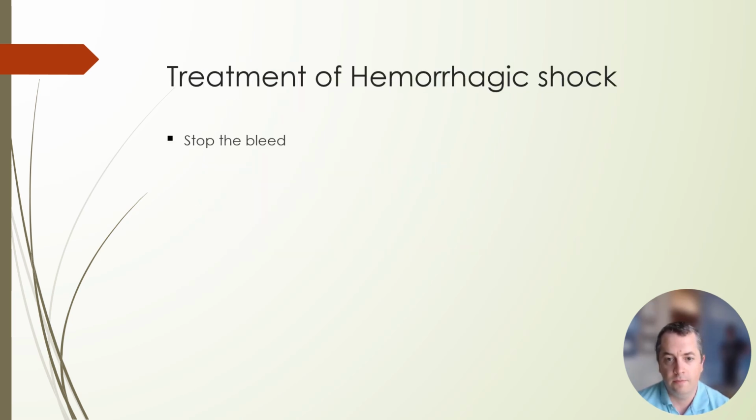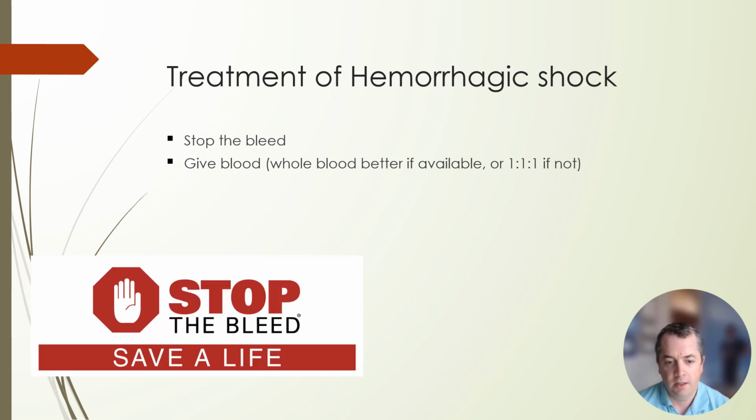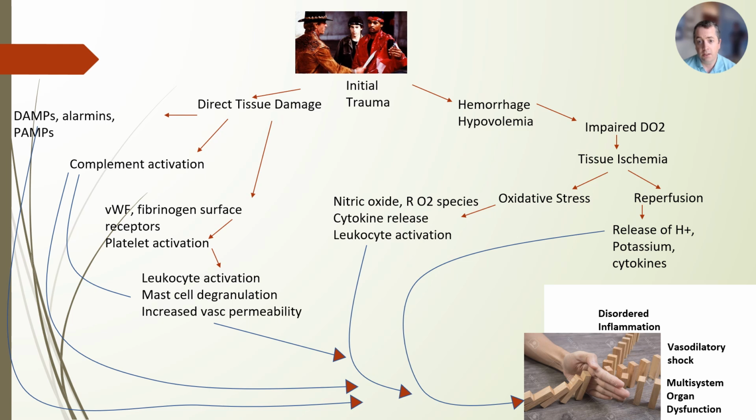Hemorrhagic shock. Stop the bleed, give the blood. As discussed in trauma 1, whole blood is better if it's available, or 1 to 1 to 1 if not. And then you're done. You stop the... You're not done. The initial trauma, direct tissue damage, hemorrhage, and hypovolemia set off a damage inflammatory cascade, which eventually results in disordered inflammation, vasodilatory shock, and multi-system organ dysfunction if you're not able to stop it.